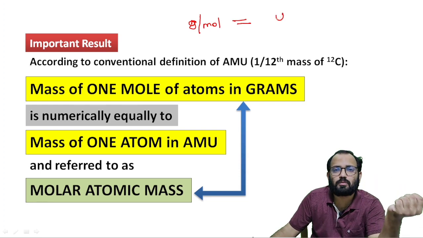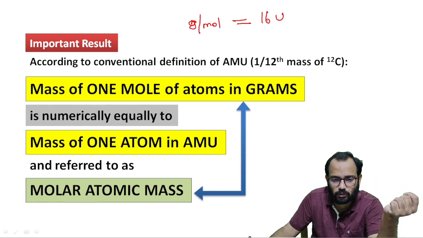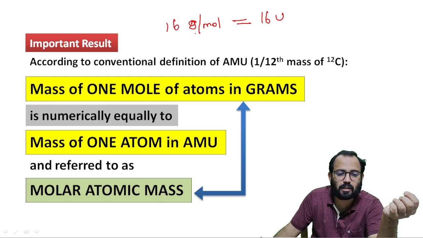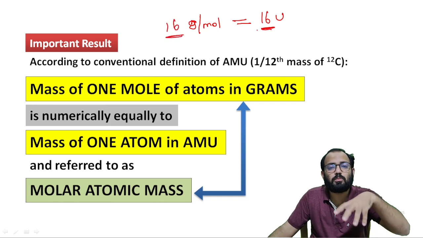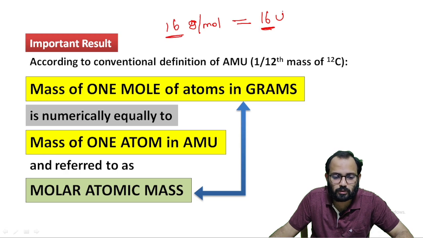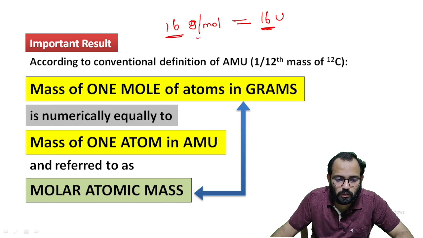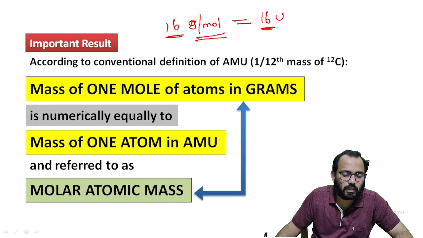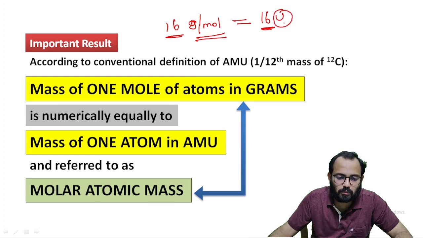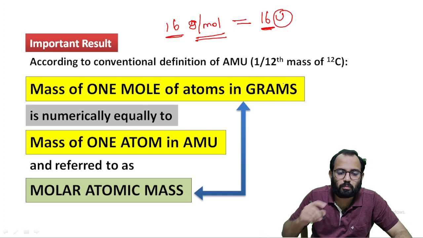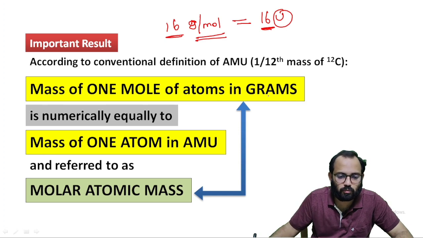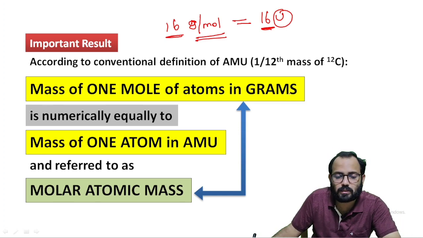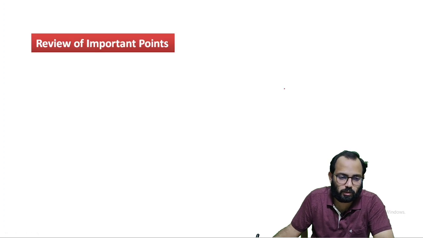If you talk about the mass of oxygen, what is the mass of oxygen? 16 U. What is the mass of oxygen? 16 gram per mole. So the numerical value is going to be the same. Mass of 1 mole of atoms in grams is numerically equal to the mass of one atom in AMU, or unified mass. So it is referred to as molar atomic mass. Mass of 1 mole of atoms in grams is referred to as molar atomic mass.